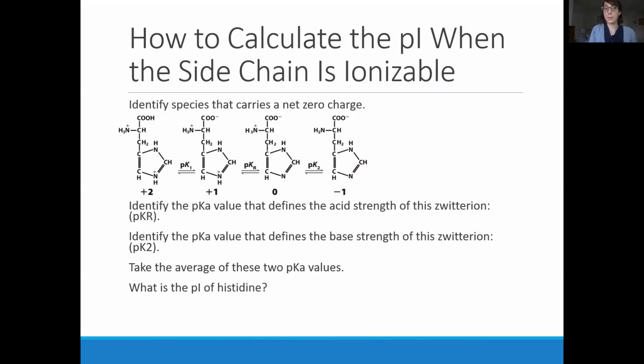So again, to calculate a pi on an amino acid or any structure really that has these multiple pKa's, you're going to look for when the particular structure carries a 0 charge. So you have to think about the order in which protons are taken off, and then identify the pKa values on each side and take the average.